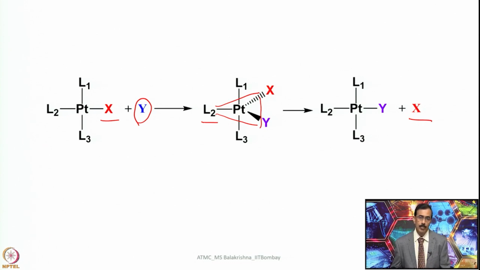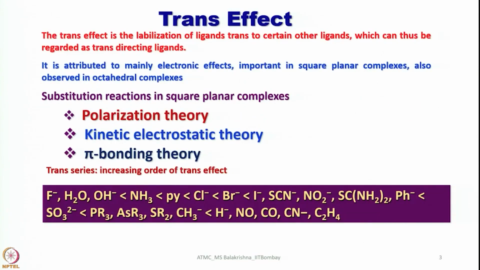With this introduction and background, let us start looking into the trans effect. So, what is the trans effect? I already defined it in several ways. The trans effect is the labilization of ligands trans to certain other ligands, which can thus be regarded as trans-directing ligands. That means the labilizing effect of a group trans to itself during a substitution reaction, allowing the incoming ligand to enter a position trans to it, is called the trans effect.